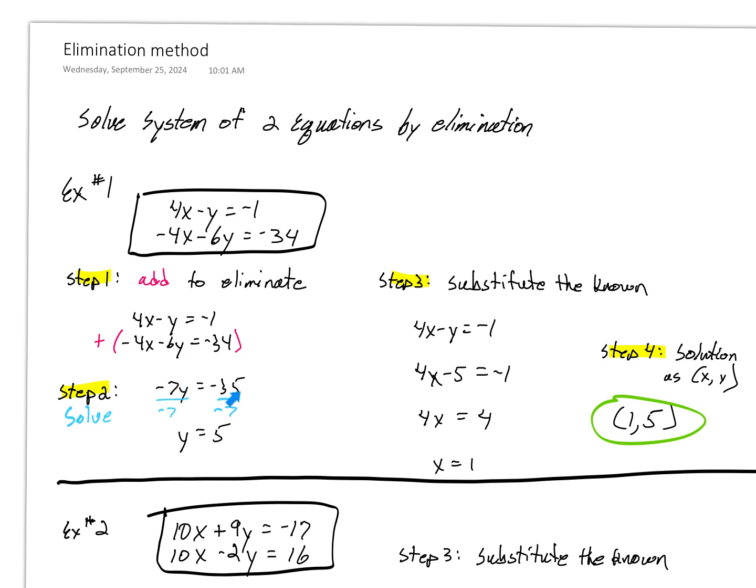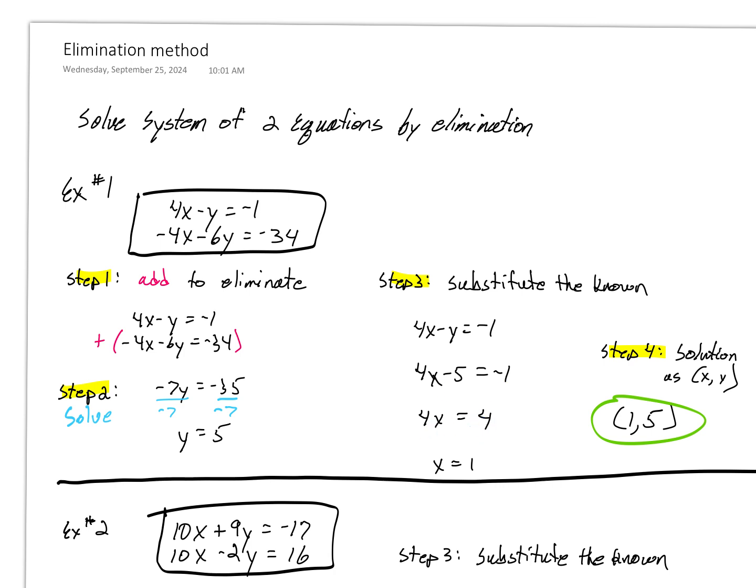Now we have an equation that we could solve for the variable y. We just divide both sides by -7 and y equals 5. Well, again, once you know one of the variables, you can substitute it into an equation to determine what the other variable is. So if we look at this first equation, 4x minus y equals -1, we're just going to replace this y right here with our 5. That's what I've done right here. So it's 4x minus 5. Should have put that in parentheses, but 4x minus 5 equals -1. Okay, then you just add 5 to both sides, and 4x equals 4.